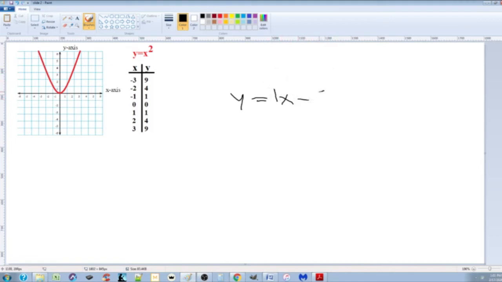The minus d here inside with the x, so that's how you notice it. The reason they put minus here is they're just saying don't forget to do the opposite, and we'll get into that.